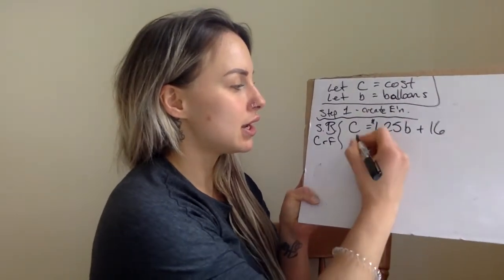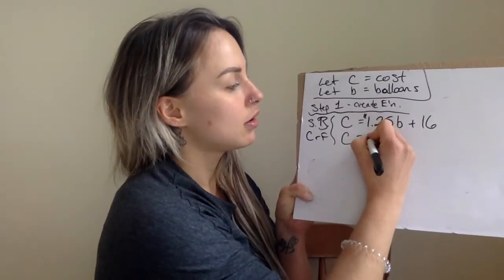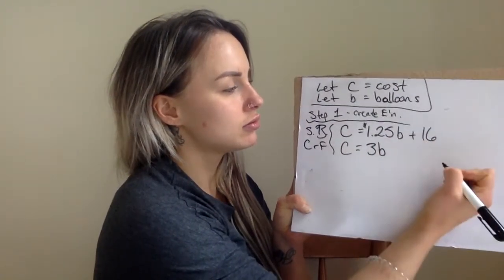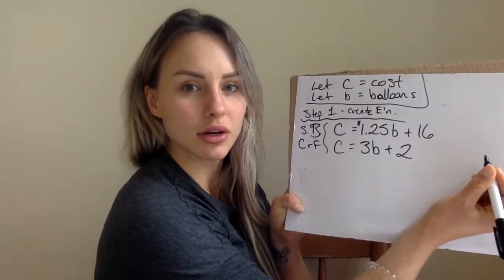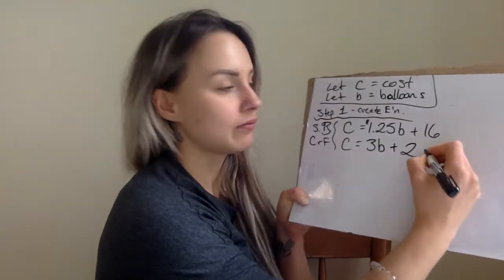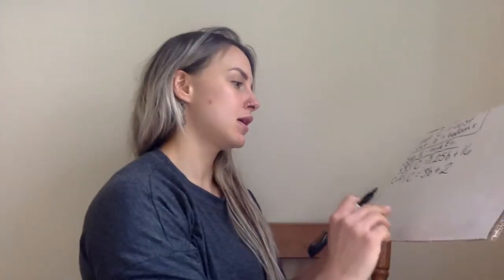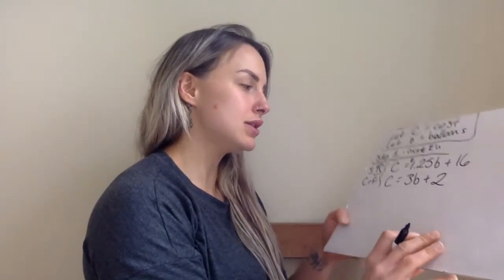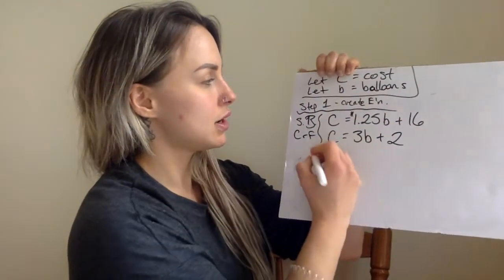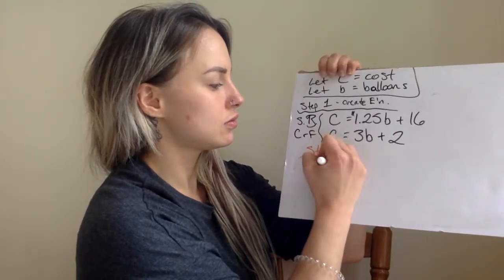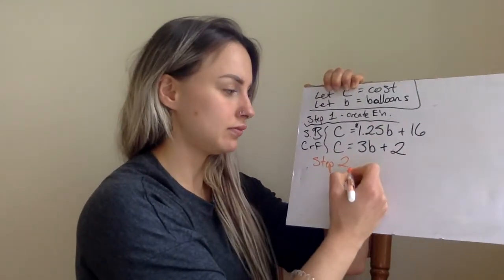So the equation is our cost is going to depend on, it's $3 per balloon plus a $2 delivery fee. Okay? So we now have our 2 equations, and what we're going to do now, step 2, is plug one of our equations into the other one.